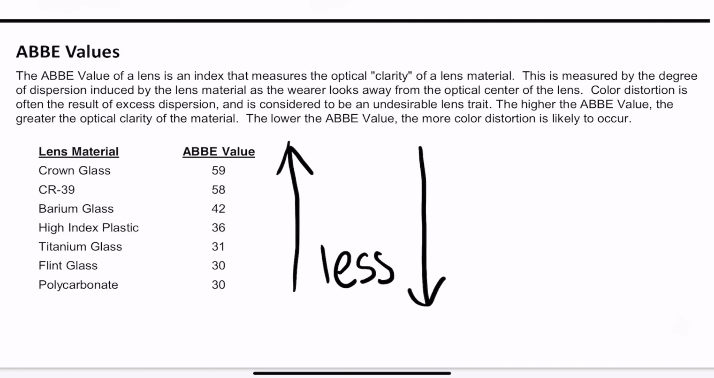And also, the lower the ABO value, the more it breaks up the light into the visible spectrum and you start to see distortion. Remember that 60 is perfect. And also be very aware of a few of these for the exam. The ABO value of crown glass is 59, CR39 is 58, high index plastic is 36, and polycarbonate is 30.